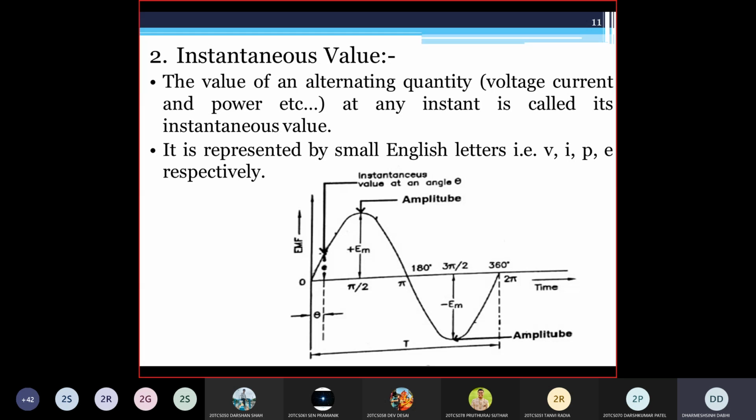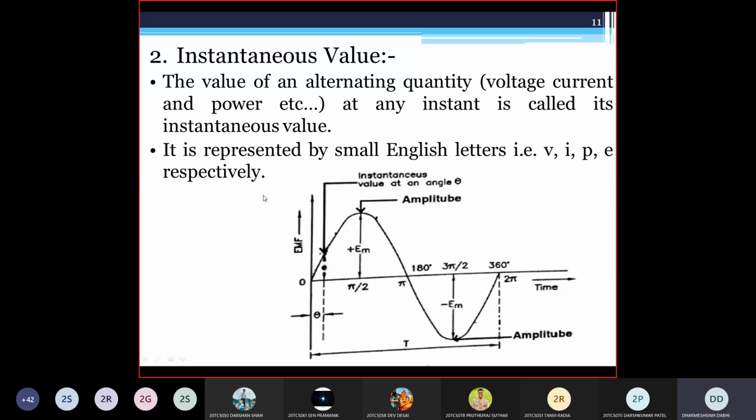Clear? Suppose you draw the sine wave like this, and the value of Em is 200 volt. Then at the pi by 2 instant, you get the maximum value of that voltage or alternating quantity. Clear? Suppose I want to know the instantaneous value at angle pi. The value of this voltage becomes 0. So the value of an alternating quantity at any instant, that is called the instantaneous value.